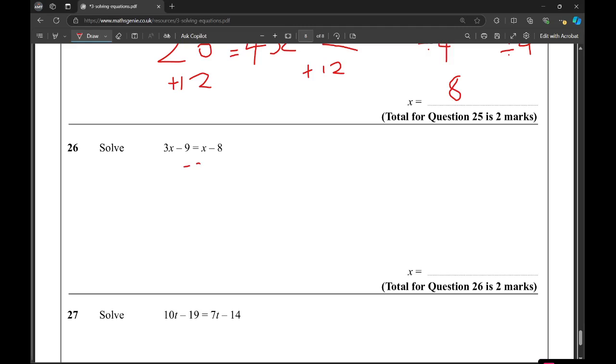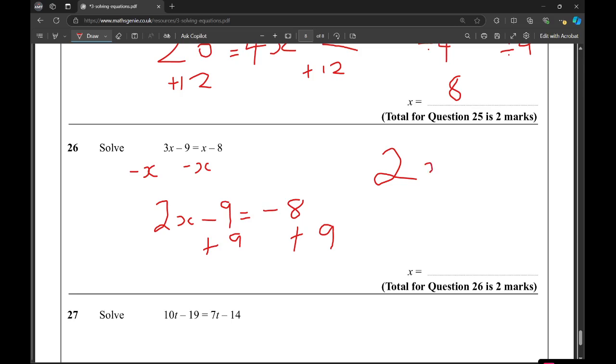Step one, I'm going to subtract x on both sides. So 3x minus x makes 2x minus 9 equals minus 8. What's the opposite of minus 9? That'll be to add 9 to both sides. So we have 2x equals minus 8 plus 9, which is equal to 1. And then divide by 2 on both sides. You have x equals 1 divided by 2, which is 0.5 or a half. Either answer would suffice.